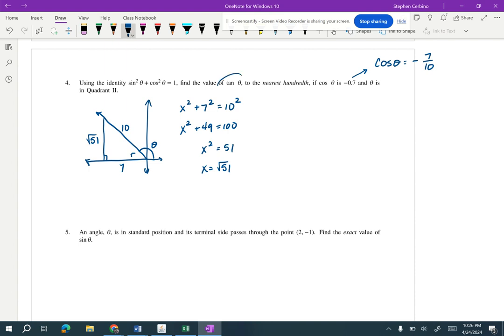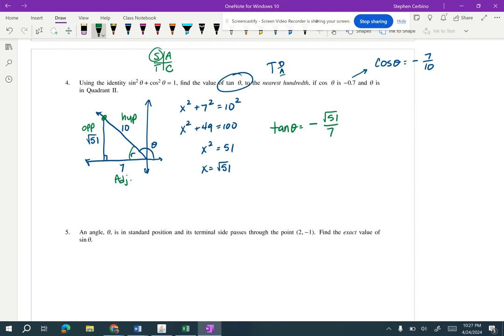Now they want us to find tangent. Tangent, remember, is TOA. So if I look at this reference angle here, the opposite side is the square root of 51. The adjacent side is 7 and the hypotenuse is 10. Well, if I want tangent, I want opposite and adjacent. So I'm going to say the tangent of theta is equal to, we're in quadrant 2. We know that in quadrant 2, only sine is positive. So tangent must be negative. And it's going to be the square root of 51 over 7.